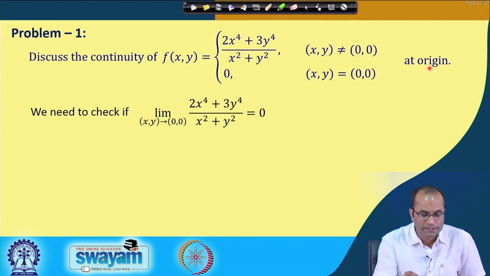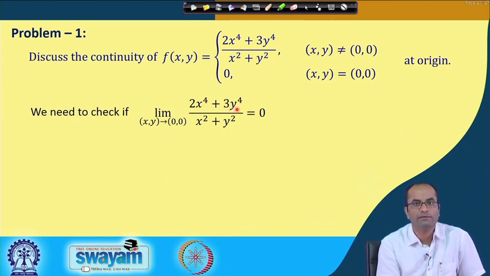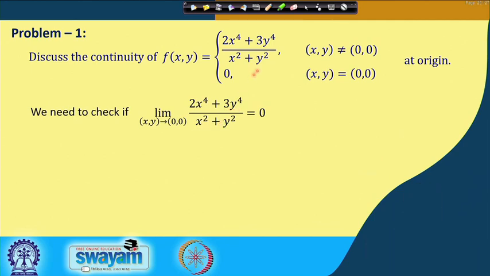So, we need to check basically whether the limit of this function (2x^4 + 3y^4) divided by (x^2 + y^2) is equal to 0. If this limit is equal to 0, then the function will be continuous. Otherwise, in case this limit does not exist or is not equal to 0, then the function is not continuous.